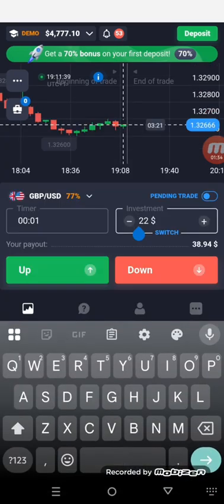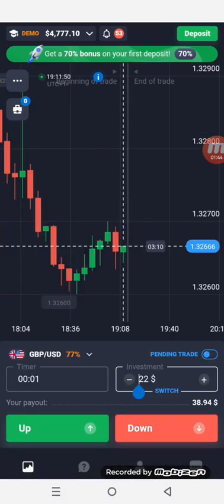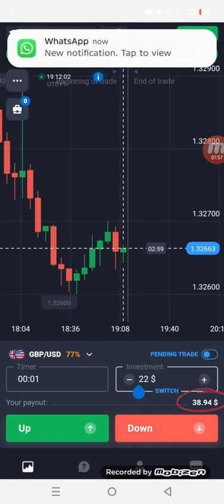Then right here is the investment part. This is where you put the amount you want to trade with, whether it's $10, $5, or $22. Once you type the amount, it will show here. If you look under it, if you use $22 to trade, your payout is going to be $38. Your return is going to be $38.